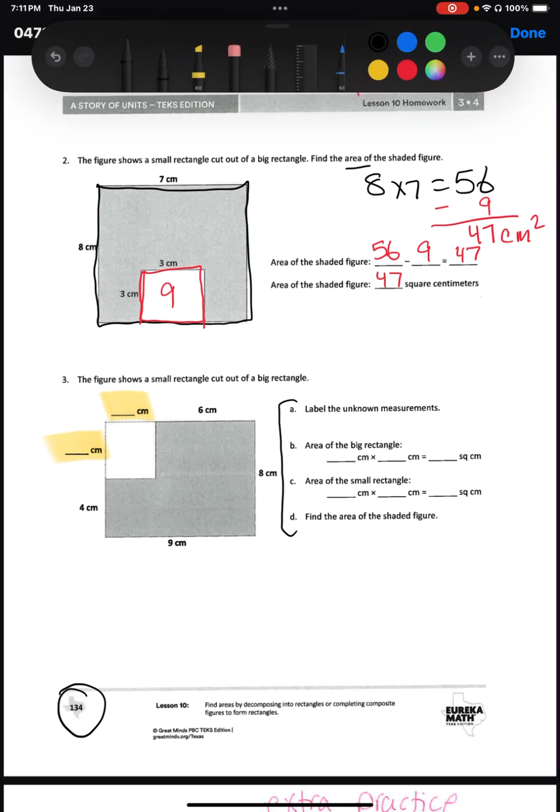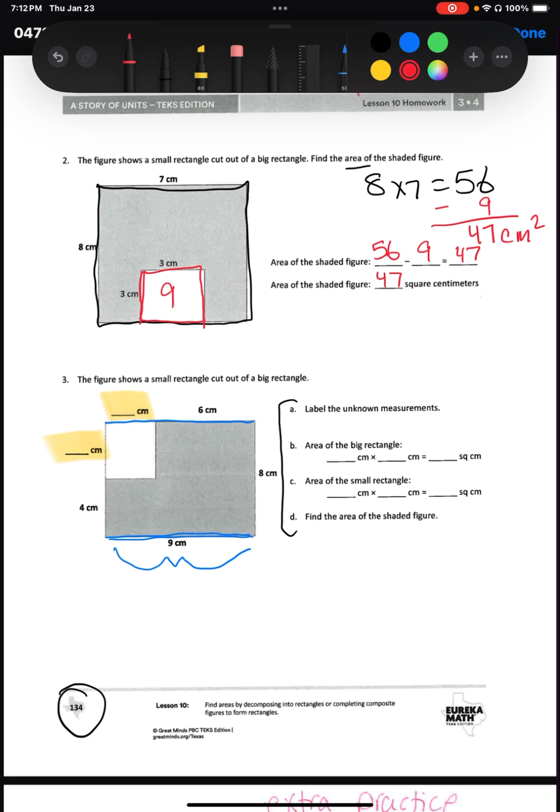If I look down at this side length at the bottom, the entire side is 9 centimeters. What I know about rectangles is that opposite sides have the same length. Therefore, if this bottom has a length of 9 centimeters, then this entire top has to have a length of 9 centimeters. I can use that information and pair it with what they tell me.